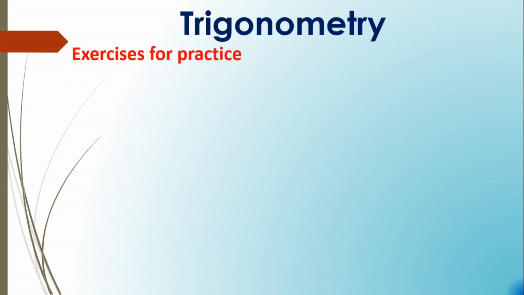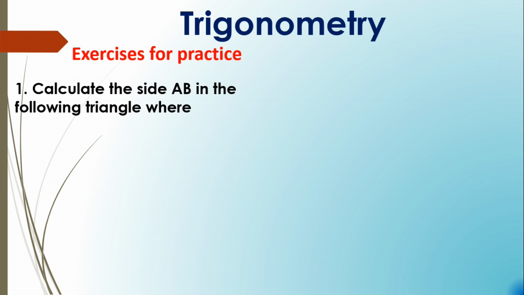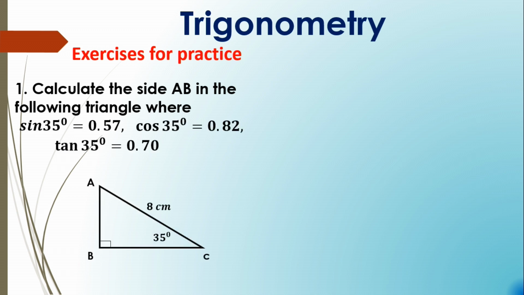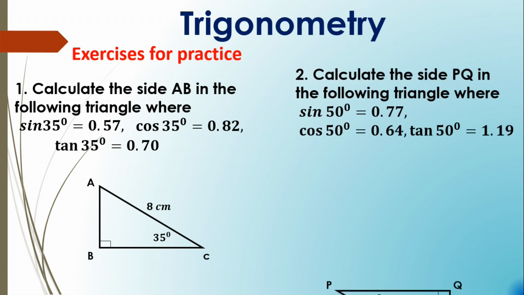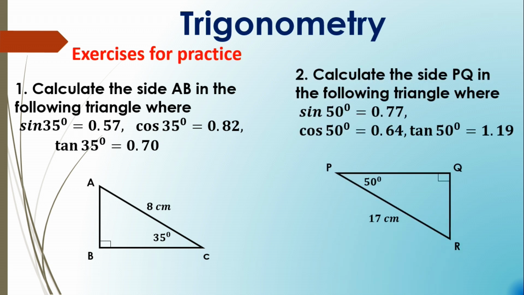Students, now I'm going to give you some exercises for practice. In the first exercise, you're going to calculate the side AB in the following triangle. In this triangle, the angle that you're going to use is 35 degrees, so values of sine of 35 degrees, cos of 35 degrees, and tan of 35 degrees are given to you. Remember that you are not allowed to use an electronic calculator.